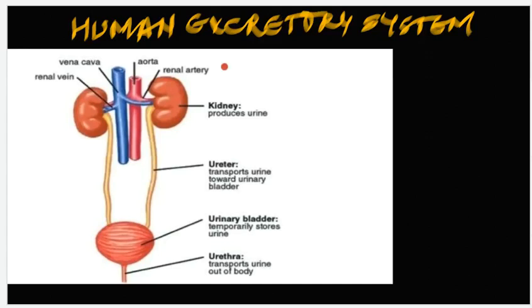We'll try to understand the various parts of the human excretory system and how it basically functions. What are the different functions performed by the human excretory system? Now, first of all, let us understand what is excretion. Excretion is the removal of toxic nitrogenous wastes from the body.